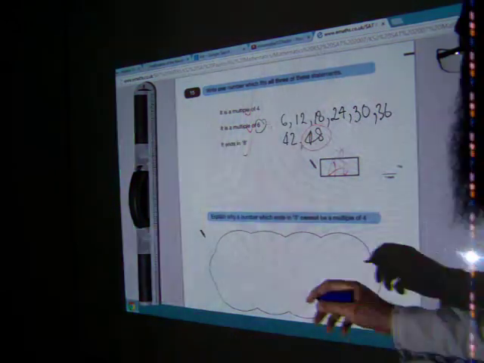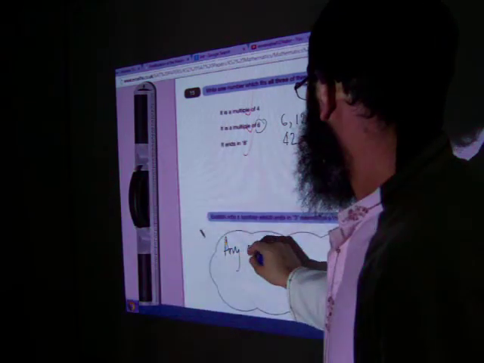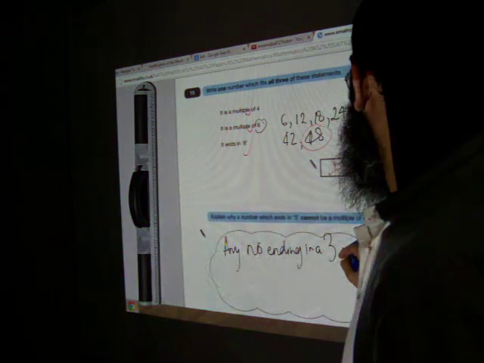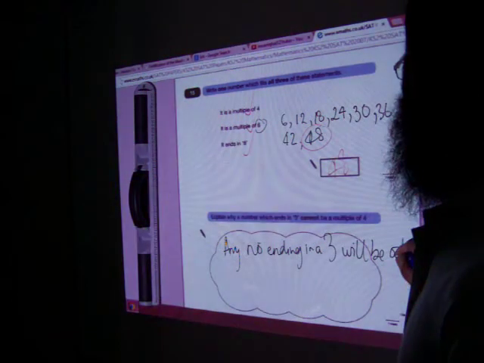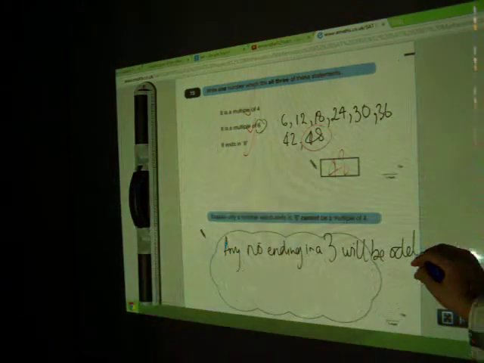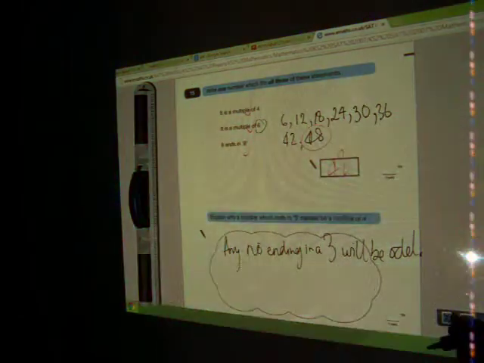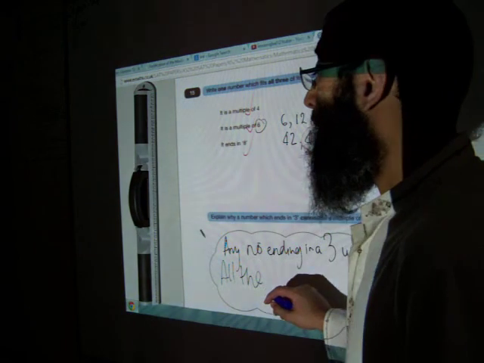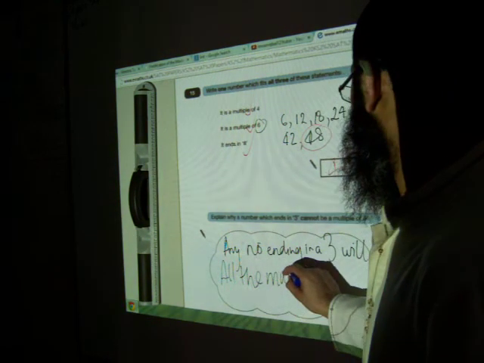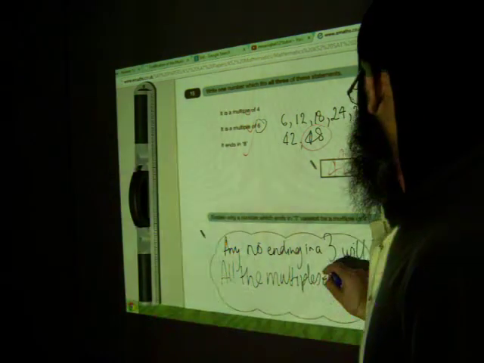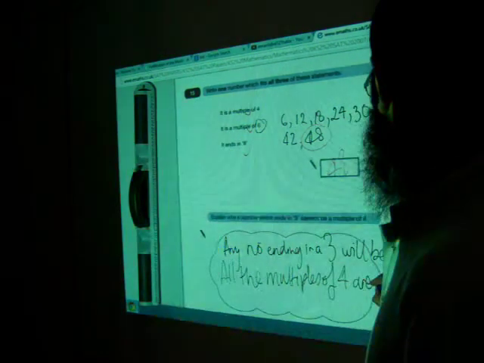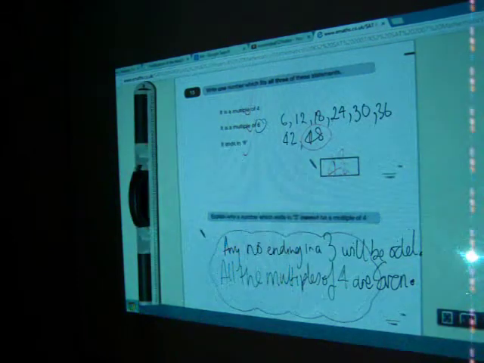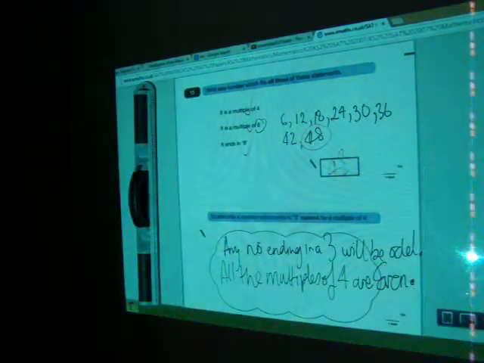Yeah. So let's write that down. So any number ending in a 3 will be odd, full stop. Can you keep your writing inside the cloud please? The multiples of 4 are all, there you go. All the multiples of 4 are even. That's why a number ending in a 3 cannot be a multiple of 4. So they're opposite statements.